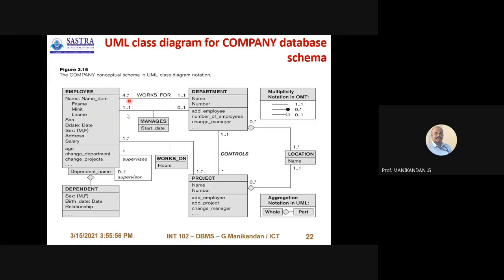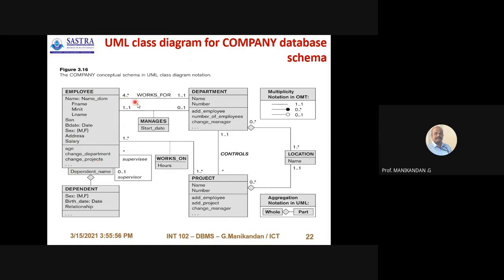Here, your entity type is represented in the form of a class. It is divided into three components. At the top you have the class name. In the middle portion you have the data members. In the bottom portion you have the operations. That is the difference. In an ER diagram, the operations are not represented, whereas in a UML class diagram, the operations you can perform with respect to the class are included along with the class definition.